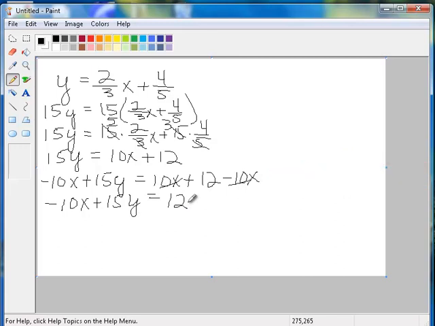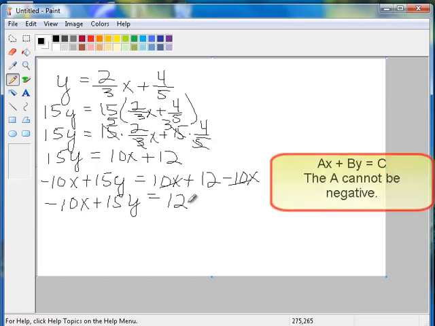We might think we are now done, but there is one more rule about standard form, and that is that the leading coefficient, or the number in front of the x, can never be negative. So we have one more step before our equation is in standard form, and that is to divide everything by -1 to change the signs. And the final equation is 10x minus 15y equals -12.